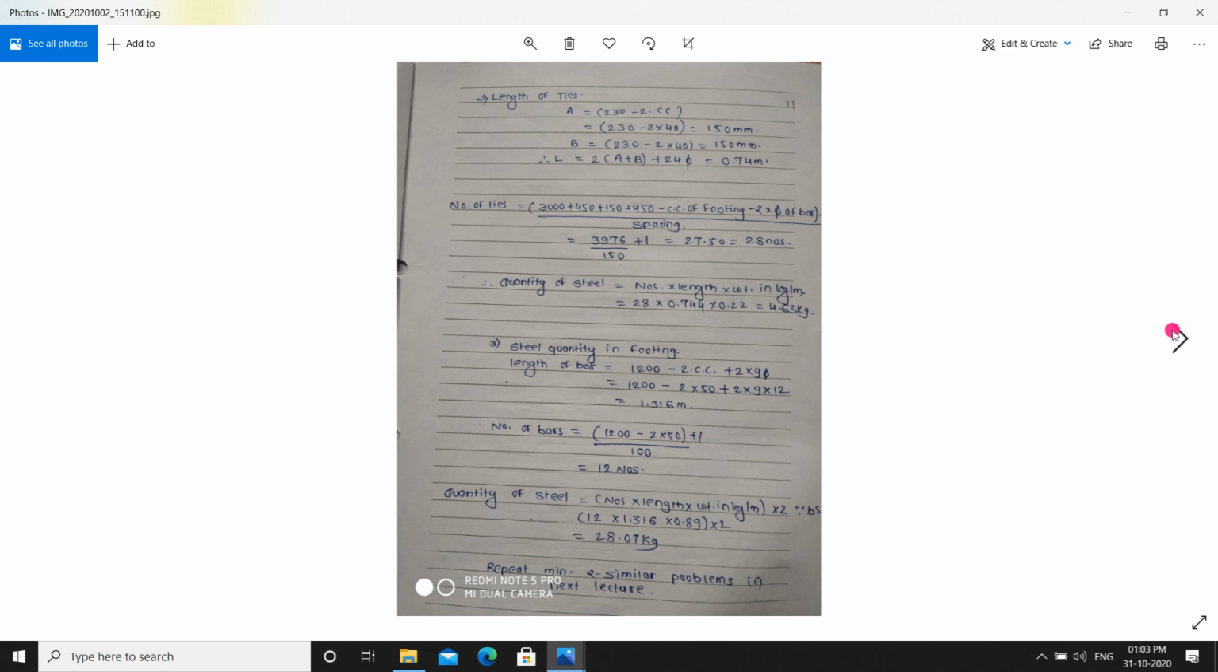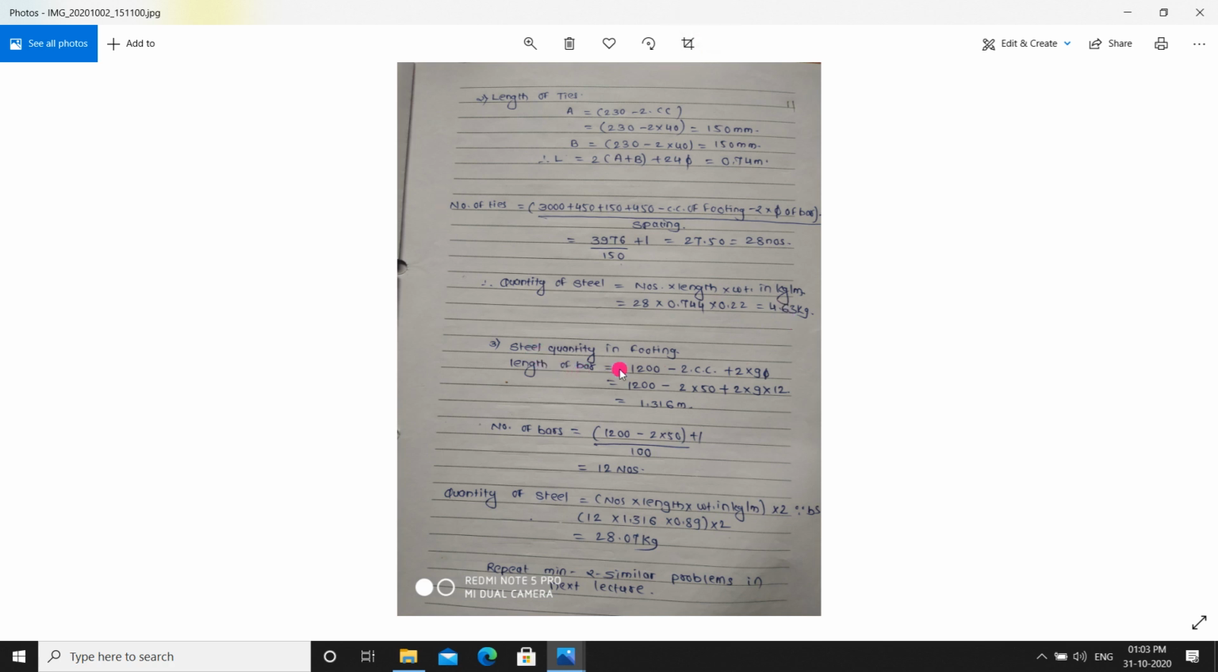Okay, and here if you see, the total length of a single tie is L equal to 2 into bracket A plus B plus 24 Φ, that is equal to 0.744 meter. So the quantity of steel is equal to number into length into weight in kg per meter, that is 28 numbers. The length of each bar is 0.744 and the weight in kg per meter is 0.22 for 6 mm Φ bars. So it will be 4.63 kg. In this manner we just have to go on working.